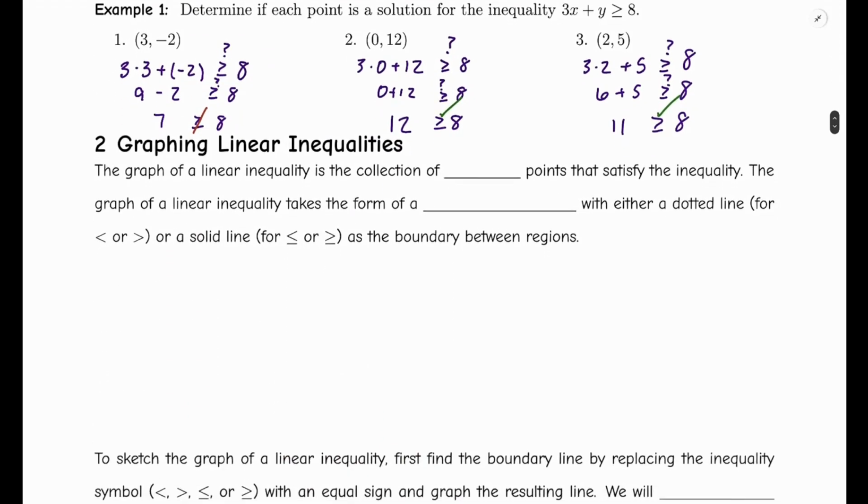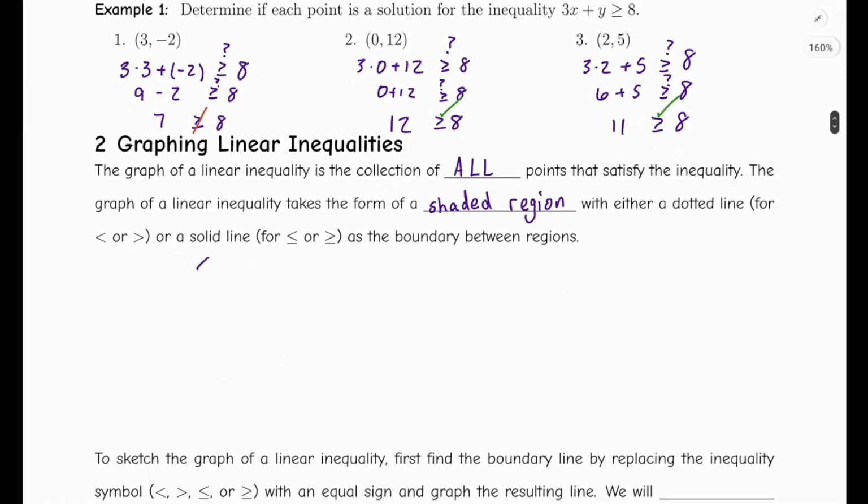Graphing linear inequalities. The graph of a linear inequality is the collection of all, notice the capital letters there, points that satisfy the inequality. The graph of a linear inequality takes the form of a shaded region with either a dotted line for greater than or less than, or a solid line for less than or equal to, or greater than or equal to, as a boundary.